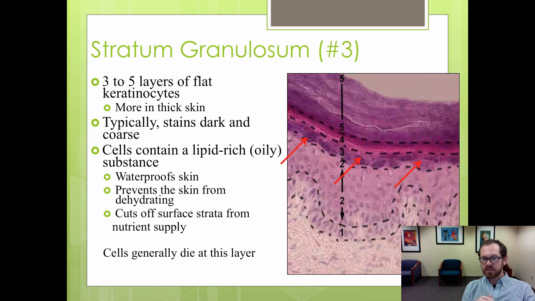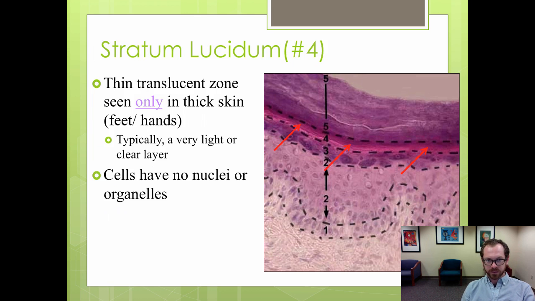Now, because we have this waterproofing layer, this also is going to cut off any of those superficial layers from a nutrient supply. And given that we're forming this waterproofing barrier, this is where cells are generally going to die at this layer.